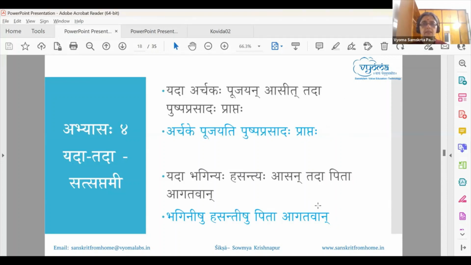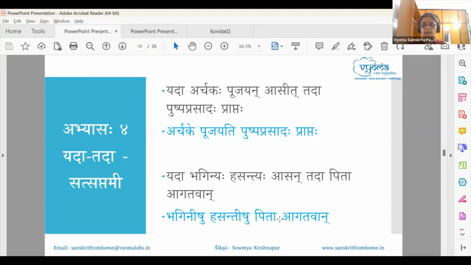यदा अर्चकः पूजयन् आसीत् तदा पुष्पप्रसादः प्राप्तः. अर्चके पूजयति पुष्पप्रसादः. Here you can use sati. अर्चके पूजयति सति पुष्पप्रसादः प्राप्तः. यदा भगिन्यः हसन्त्यः आसन् तदा पिता आगतवान्. भगिनीषु हसन्तीषु, plural, सतीषु.